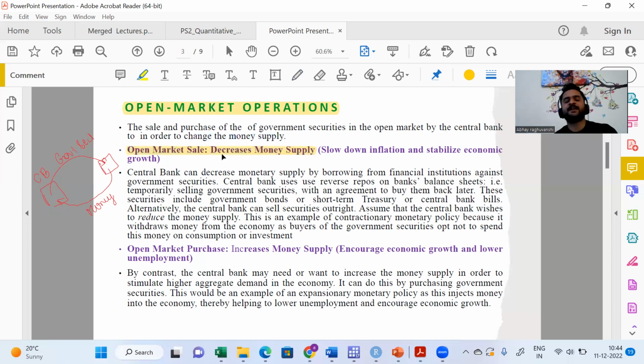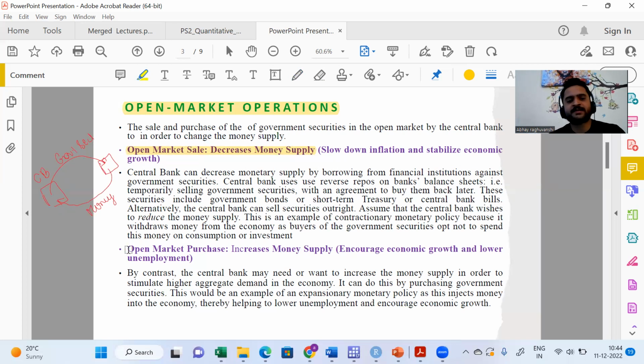Basically, when the central bank involves itself in the open market sale, it results in a reduction in the money supply. And generally, the central bank tries to decrease the money supply if the economy is facing high inflation, or the economy is going through a boom period which is getting created in the economy.